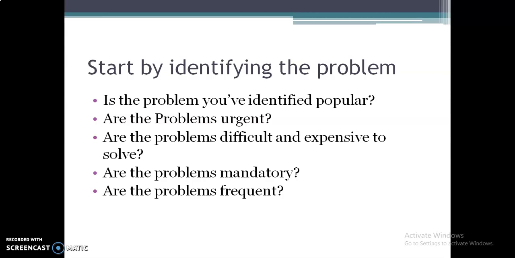So, are the problems mandatory? If your problems are mandatory, then people will definitely solve them. So clothing, people have to wear clothes, people have to eat good food to stay healthy.